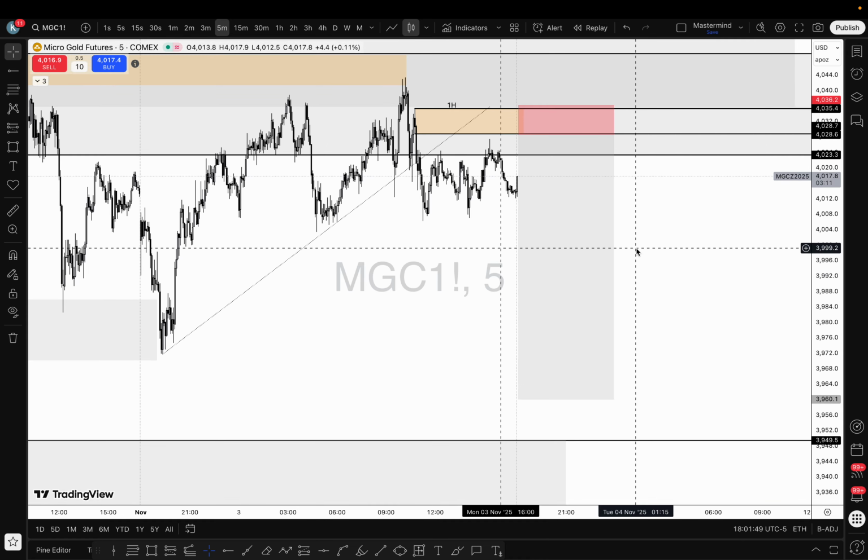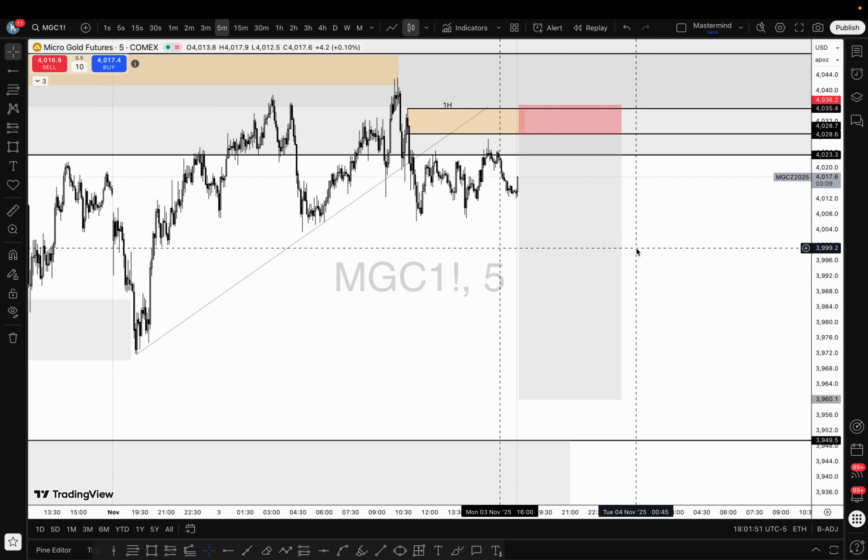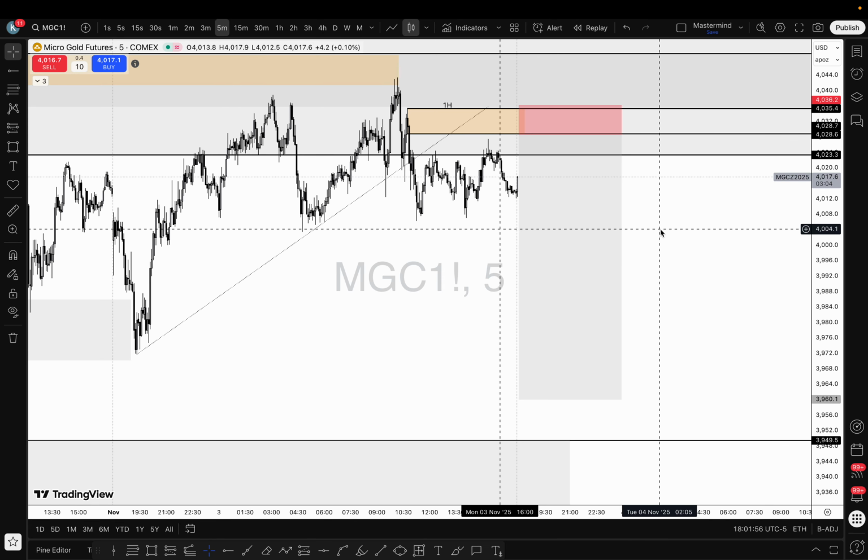Right now, this is gold, my micro MGC. You could also do this. The pattern is the same for gold on Forex, right?